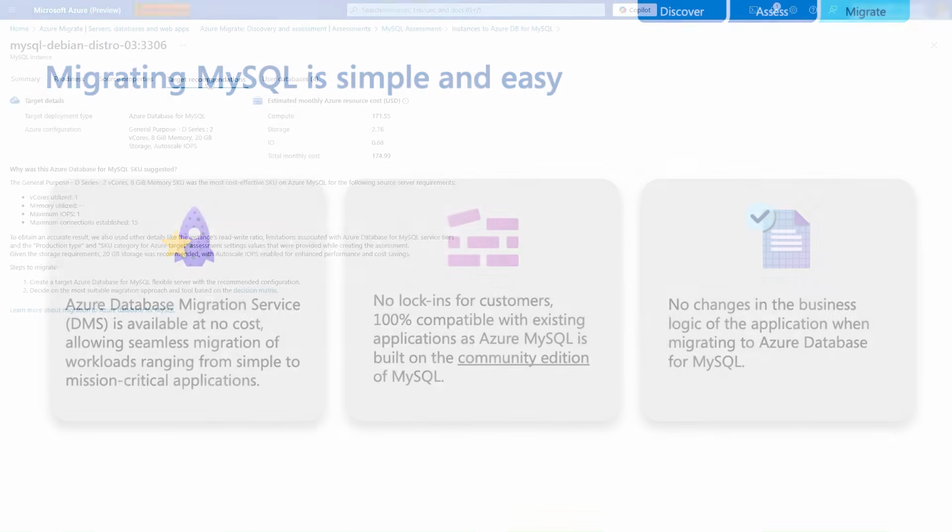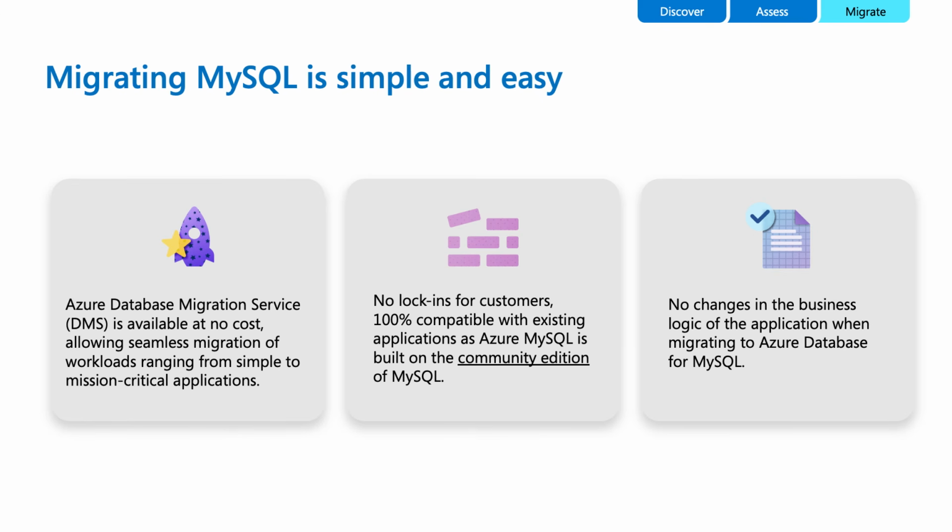Once discovery and assessment are completed and you have built a high-confidence migration plan, you can use the Azure DMS umbrella of services to migrate data. Use online migration for workloads up to 1.5 terabytes and import CLI for larger workloads.